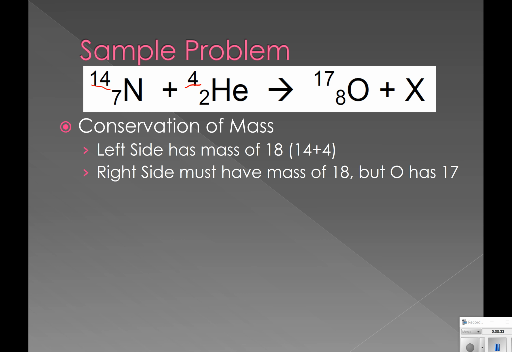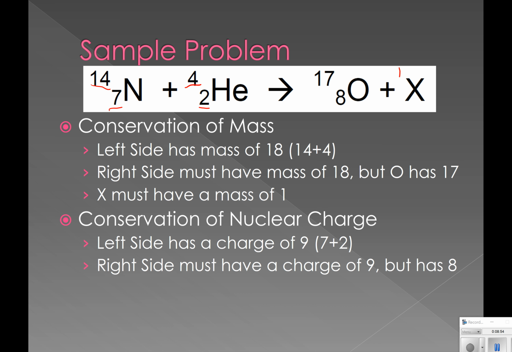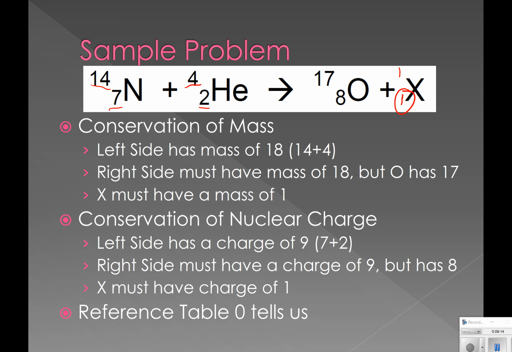Right now, it only has a mass of 17, which means X here must have a mass of 1, so we can have 18 balanced on both sides. We also want to conserve our nuclear charge. So on our reactant side, our left side, we have a charge of 9, 7 plus 2. And on the right side, we have a nuclear charge of 8. But we want a nuclear charge of 9, which means X must have a charge of 1. So now we use our periodic table and we look to see which element has atomic number 1. Remember, because that's what determines what element we have. And we can do that on the periodic table. You can also tell that from reference table O, and that tells us that X is a hydrogen atom.